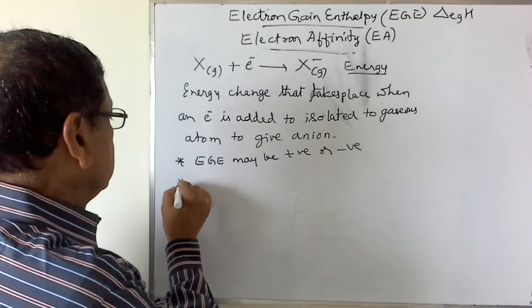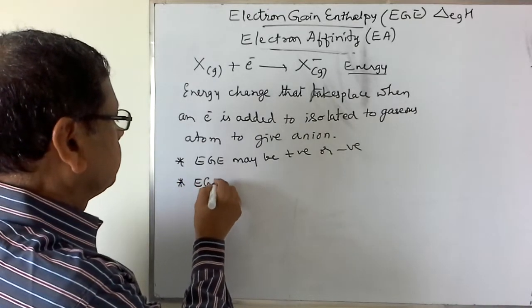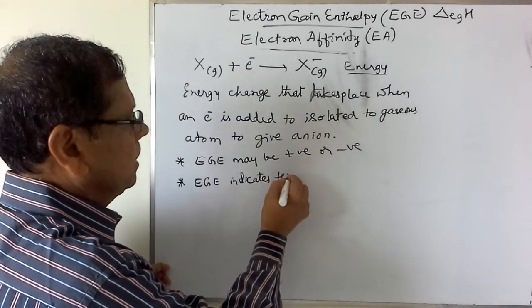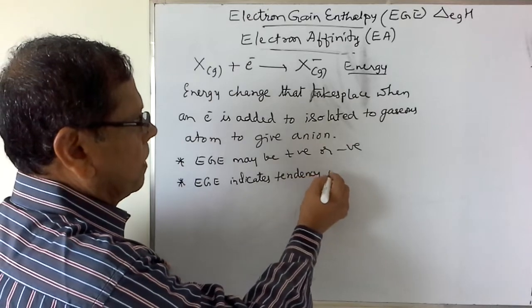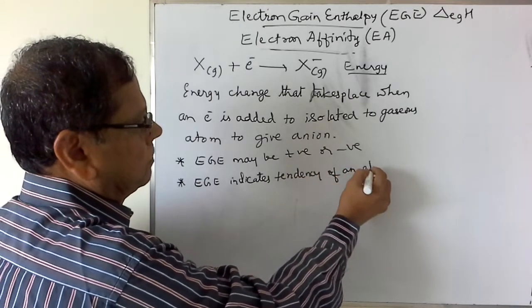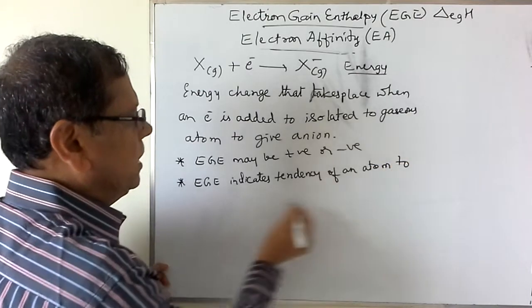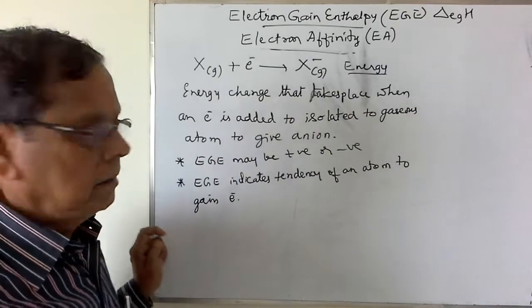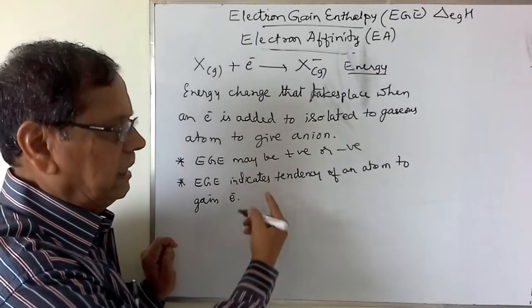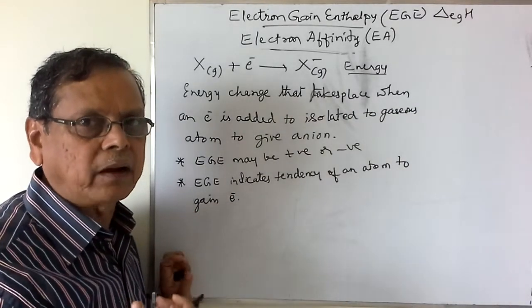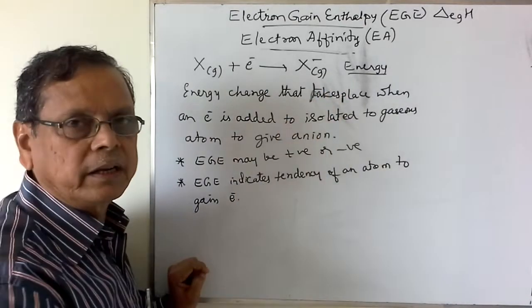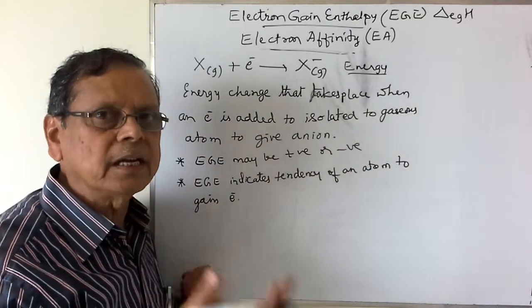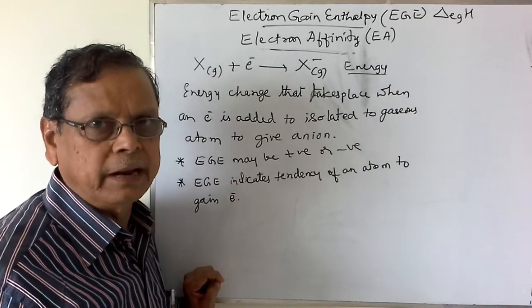The second one is that EGE indicates the tendency of an atom to gain an electron. So how much tendency that element has to gain the electron is indicated with this electron gain enthalpy. Higher the negative electron gain enthalpy, easier is the absorption of the electron by the element.